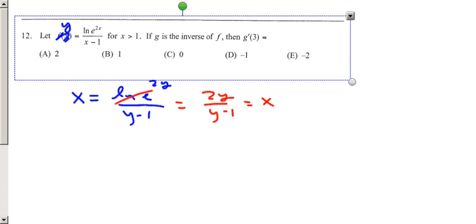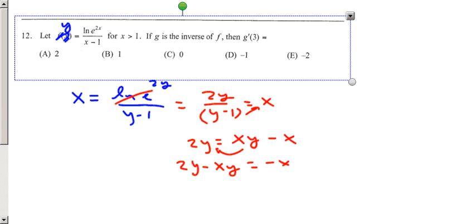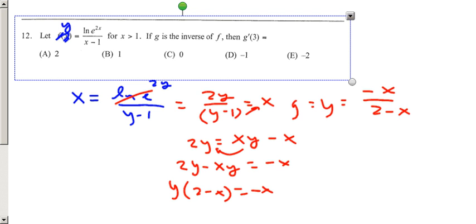So if we solve this for y, we're going to get 2y equals xy minus x, just multiplying. And we could say 2y minus xy equals minus x, moving this over. Factor out a y. And then we get that y equals negative x over 2 minus x. All that work is just so that we can take, and this is g of x, the inverse, and we do all that just so that we can find its derivative.